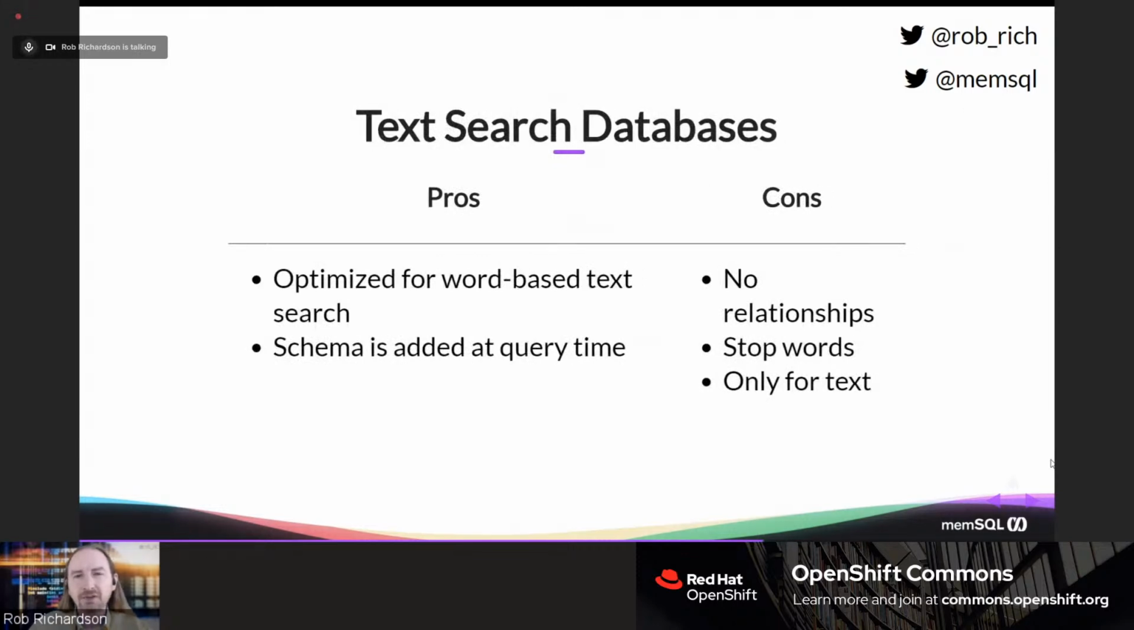Text search databases are great when I'm trying to find the documents that contain this thing, or find the spots within this document that need this thing. Not great for joining on things. It's not great for relationships between things because it's really focused on finding the content within the document.